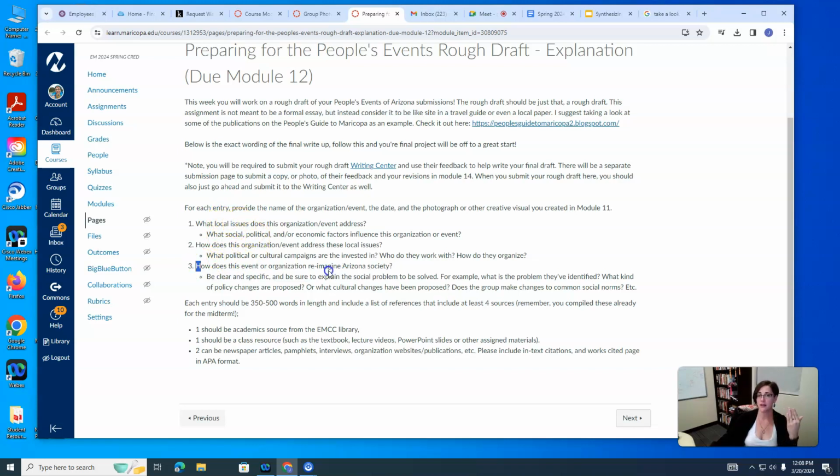And then this aspect down here, how does the event or organization reimagine Arizona society? This is where you start to construct your own argument, right? You're looking at the event or the organization and how they sought to create some kind of change. And you're thinking through, okay, how does this change society in Arizona? What would this make different?